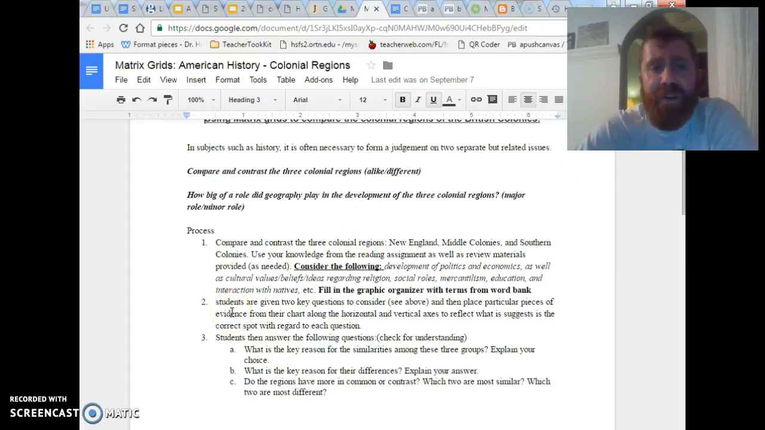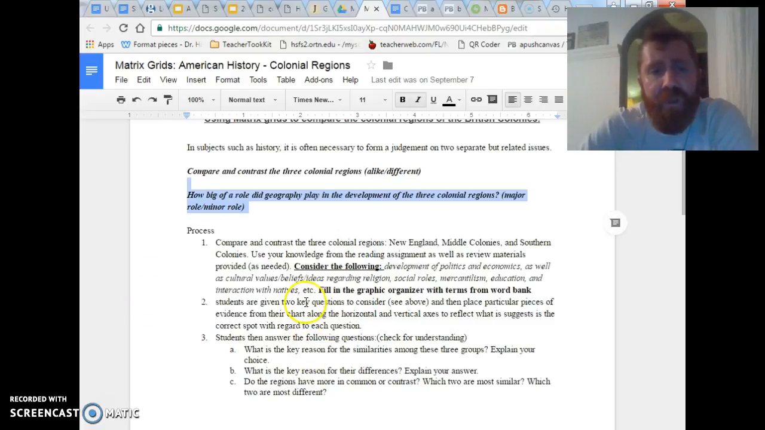Next, you're given two key questions to consider. Compare and contrast the three colonial regions: what makes them alike, what makes them different, and how big of a role did geography play in the development of the three colonial regions. Did geography play a major role, or did geography play a minor role?